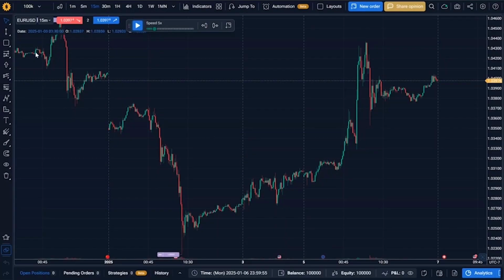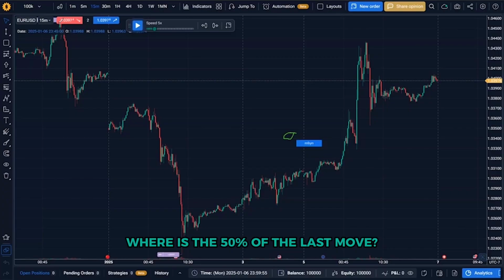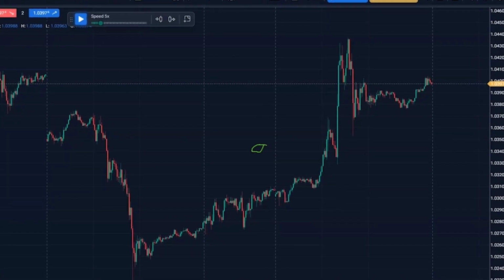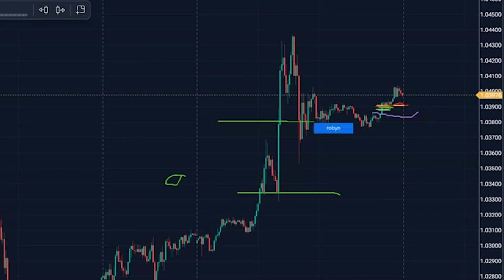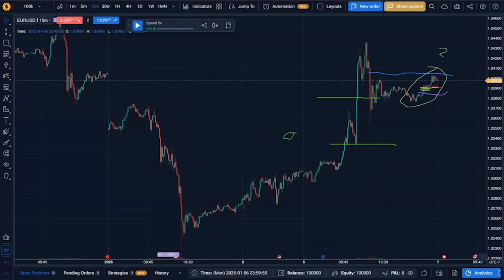All right. I want everybody to get their pen tool out for the next part of this quiz. I'm just going to start with some easy ones and move into more difficult ones. Where is the 50% of the last move? Guys, this is exactly what I'm talking about when I said I'm going to start out with a really, really easy one. Everybody should have got this one 100% correct.